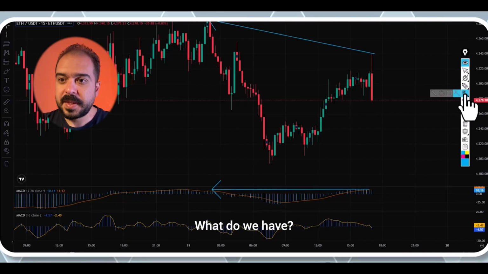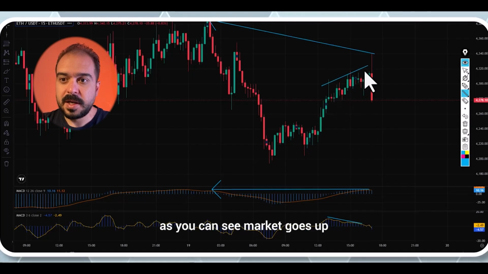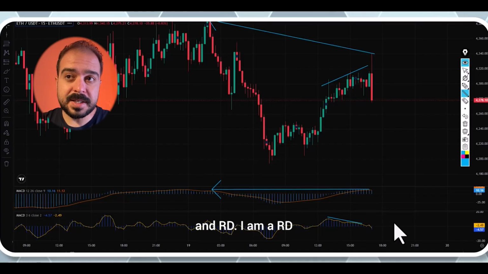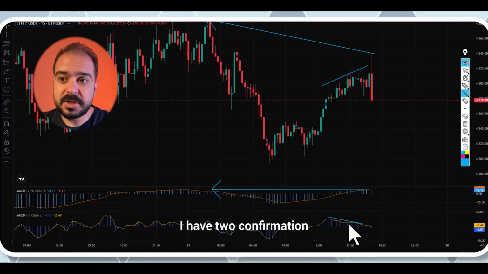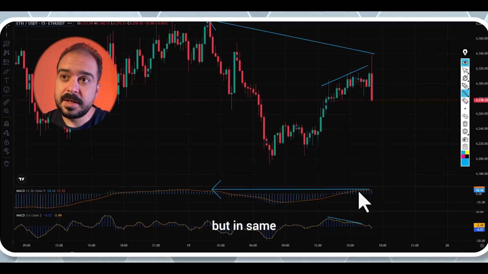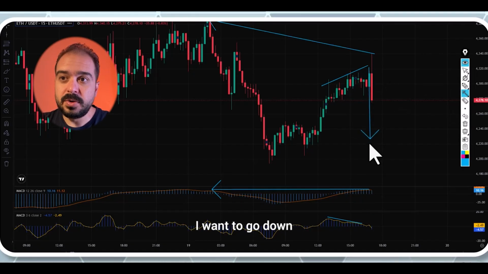What do we have? We have divergence between these highs and these highs. As you can see, market goes up, but the MACD goes down. It tells us I am a regular divergence, an RD. I am an RD here, regular divergence. And I am a confirmation for selling too. I have two confirmations in the opposite direction, but in the same place and in the same move, that are telling me I want to go down.